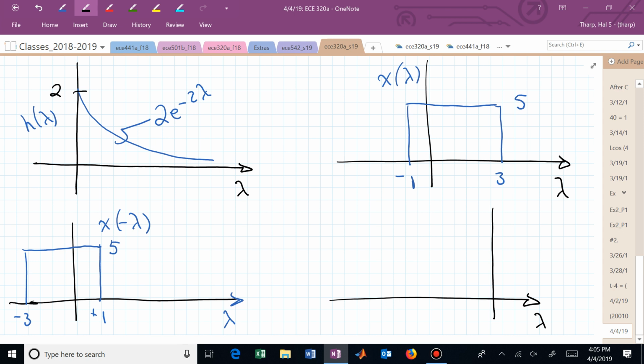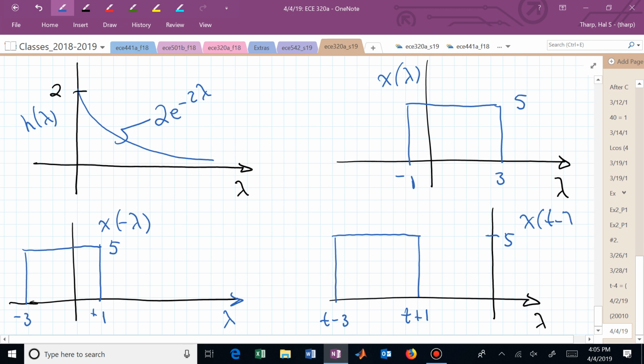I'm going to now put t in on all of these places for x of t minus lambda. And what that will do is it will say, oh, this endpoint is t plus 1, and this endpoint is t minus 3, and this is still 5, and this is x of t minus lambda.